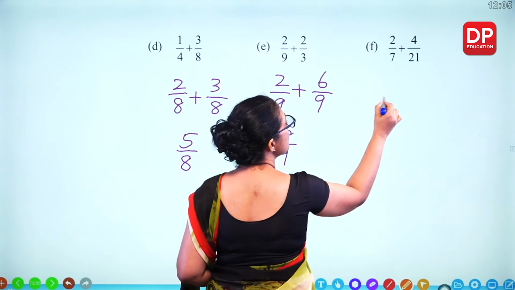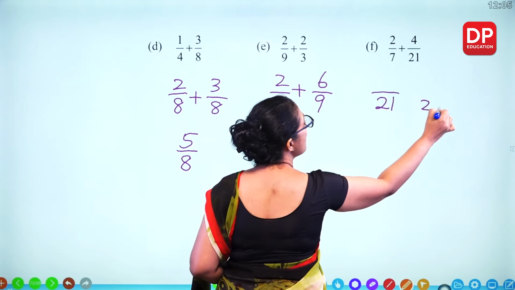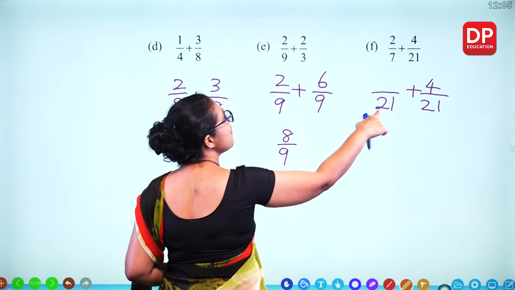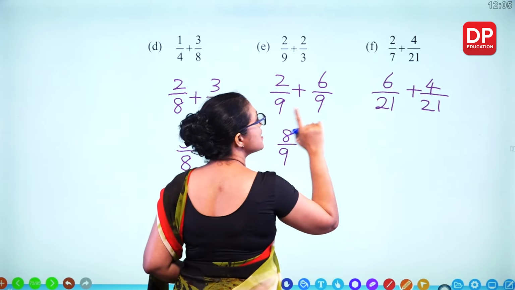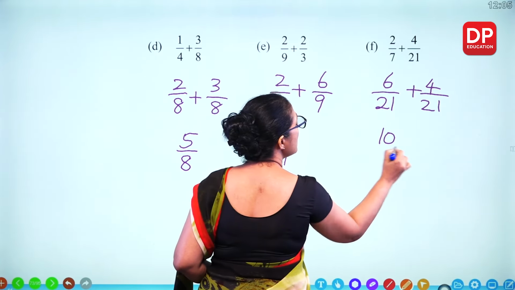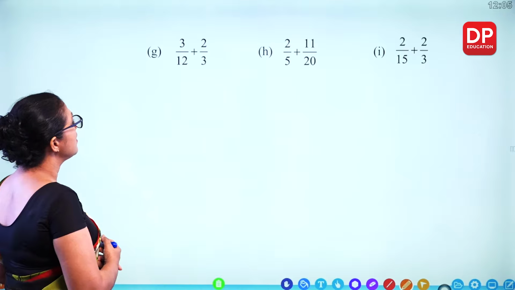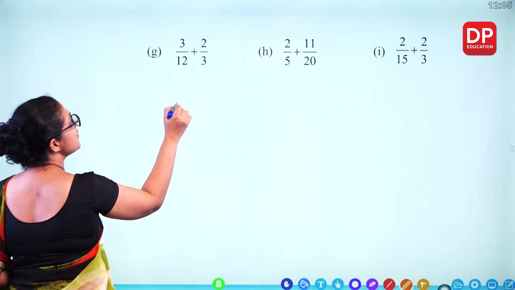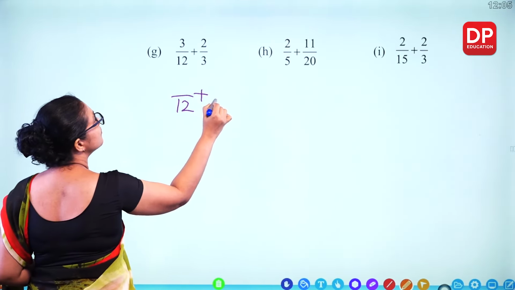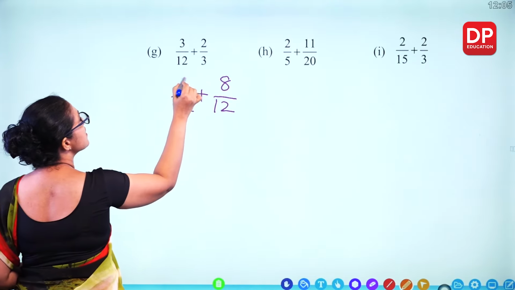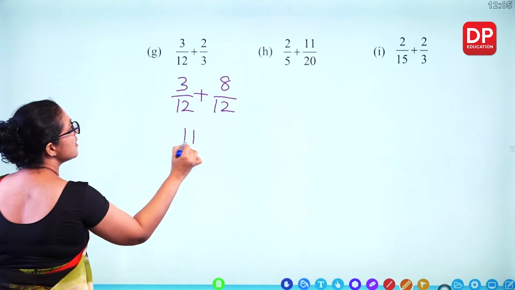This one, 7 and 21. We can convert to 21. So this one multiplied by 3. 3 times 2, 6. 6 plus 4, 10. Here, common denominator 12 and 3. That's 12. Convert, multiply by 4. 4 times 2, 8. 8 plus 3, 11.